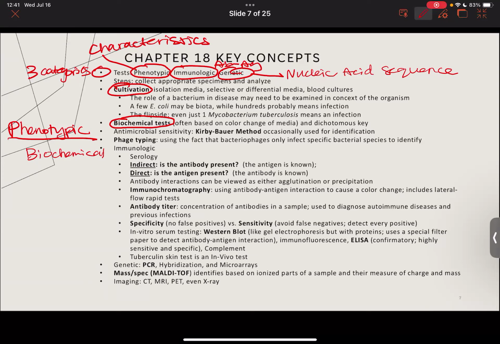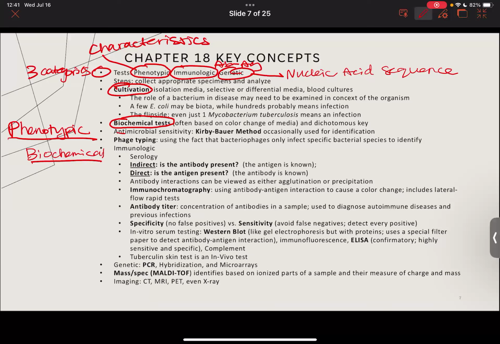Well, that's because a biochemical test is a phenotypic test. And so if you're testing for carbohydrate fermentation, is that a phenotypic test? Yes. But is it biochemical? Yeah, it's both. It just depends on what the question is asking and what your choices are. So be aware of that.